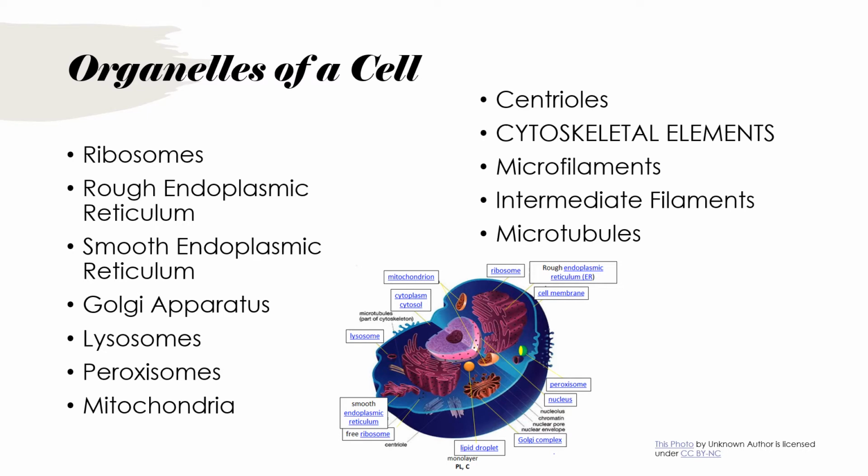Organelles of the cell are going to be the ribosomes, the rough endoplasmic reticulum, smooth endoplasmic reticulum, Golgi apparatus, lysosomes, peroxisomes, mitochondria, and centrioles. Also are cytoskeletal elements, which are microfilaments, intermediate filaments, and microtubules.